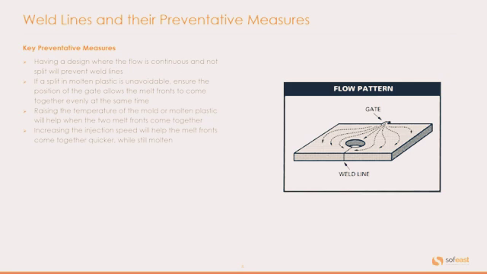The key preventative measures to avoid weld lines. Have a design where the flow is continuous and not split will prevent weld lines. If a split in molten plastic is unavoidable, ensure the position of the gate allows the melt fronts to come together evenly at the same time. Raising the temperature of the mold or molten plastic will help when the two melt fronts come together. Increasing the injection speed will help the melt fronts come together quicker while still molten.